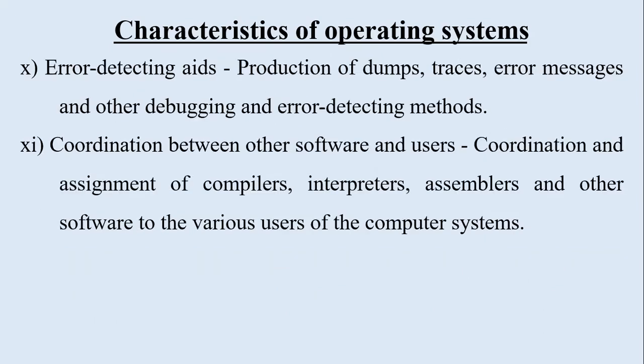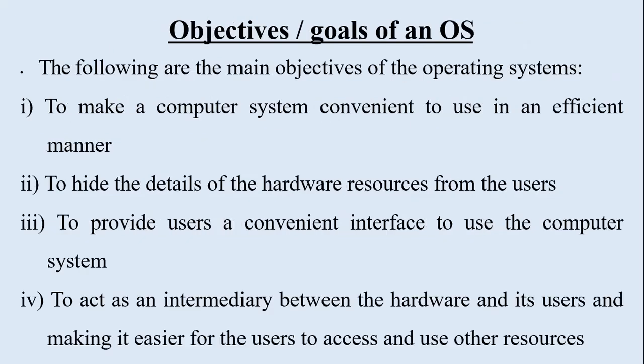The other characteristic is error detecting. The operating system ensures that there is production of dumps, traces, error messages, and other debugging and error detecting methods. And the last one is coordination between other software and users. So coordination and assignment of compilers, interpreters, assemblers, and other software to the various users of the computer systems is done by the operating system.